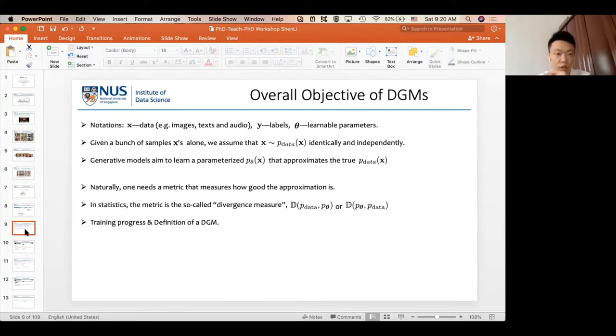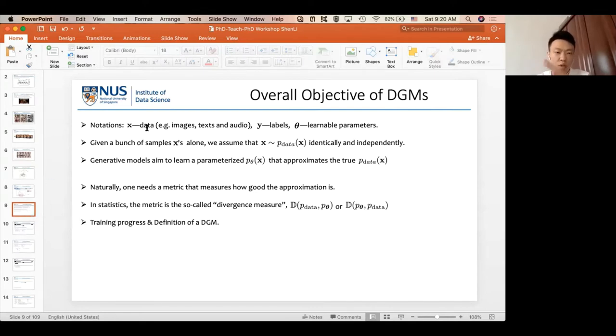Yeah, that's all for the application of deep generative models. And here we will go through the technical part. So recall that we would like to formalize the overall objective of deep generative models.